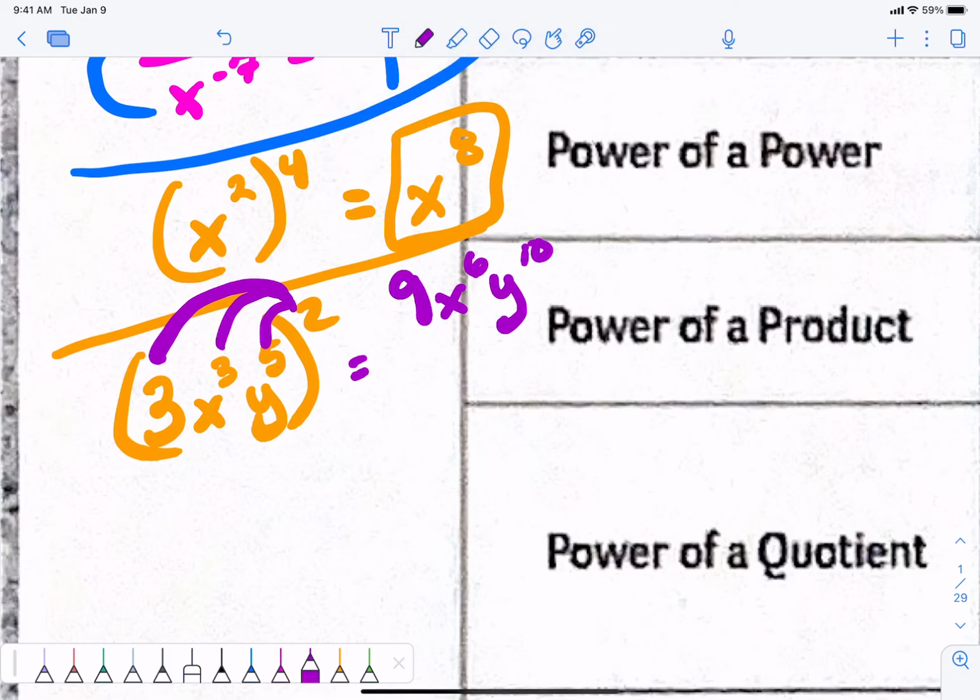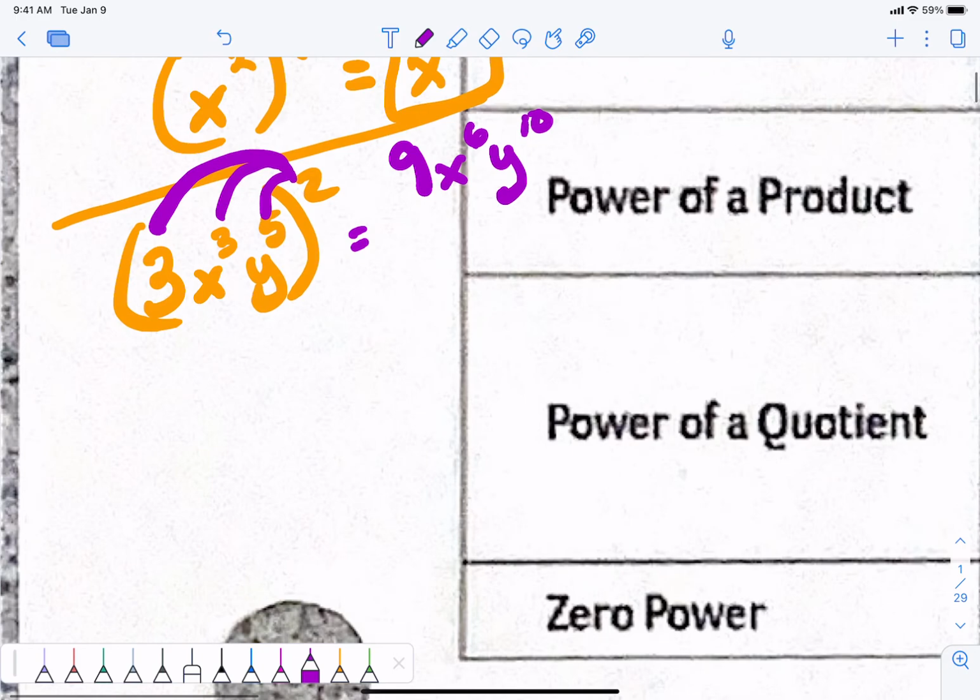Okay? Now, if it helps you to think about it this way, what does it mean when we square something?